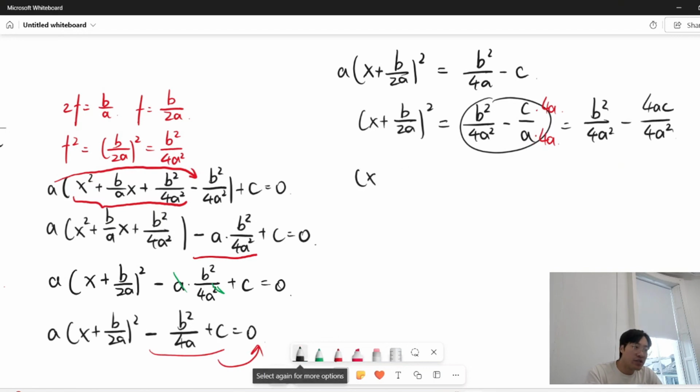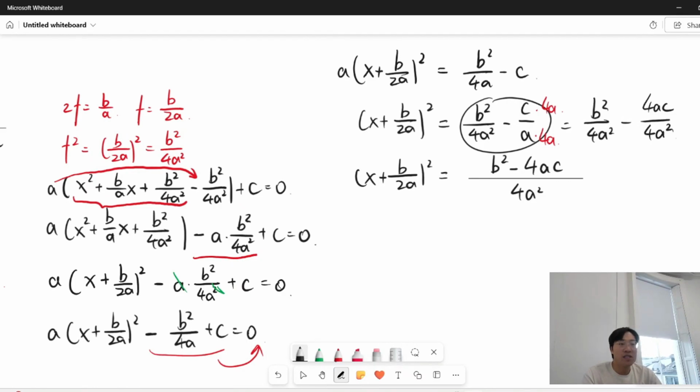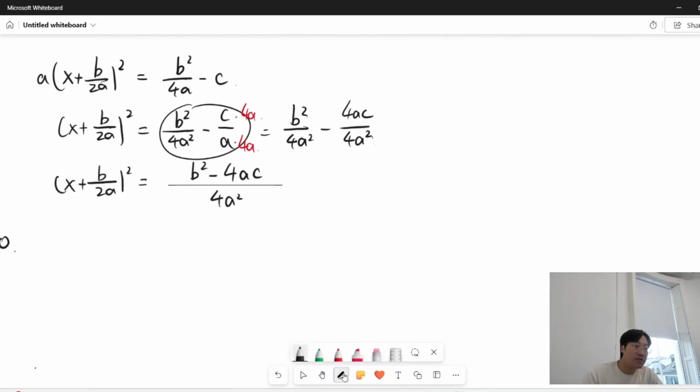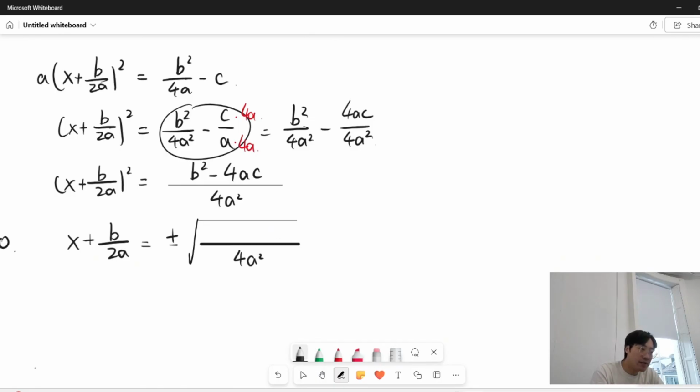So the original equation is now x plus b over 2a squared equals b squared minus 4ac on top of 4a squared on the bottom. If we keep doing this, by square rooting both sides of the equation, hopefully we have x plus b over 2a is plus or minus square root. Remember, when we square root both sides of the equation, we always have plus or minus.